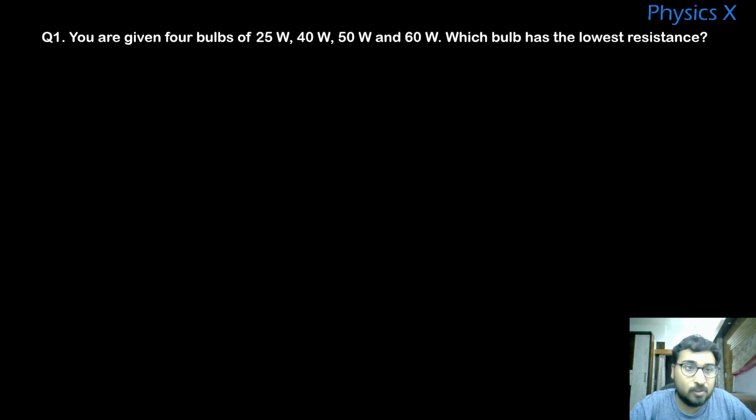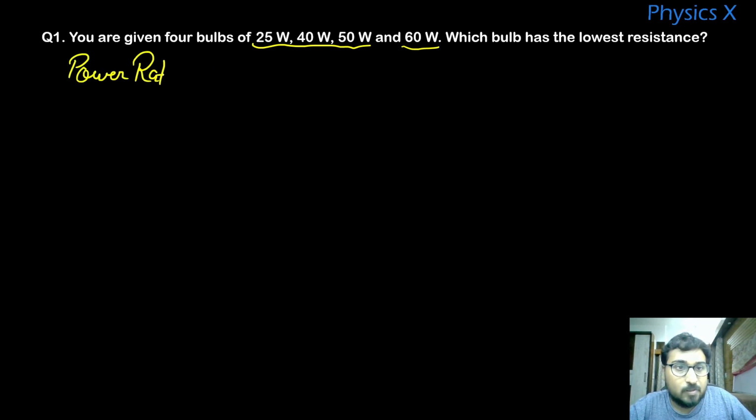So the first question is that you are given four bulbs of 25 watt, 40 watts, 50 watts and 60 watts, that is four bulbs of different power ratings. So these are nothing but your power ratings. The power ratings are given as 25, 40, 50 and 60 watts. Now he is asking which bulb has the lowest resistance.